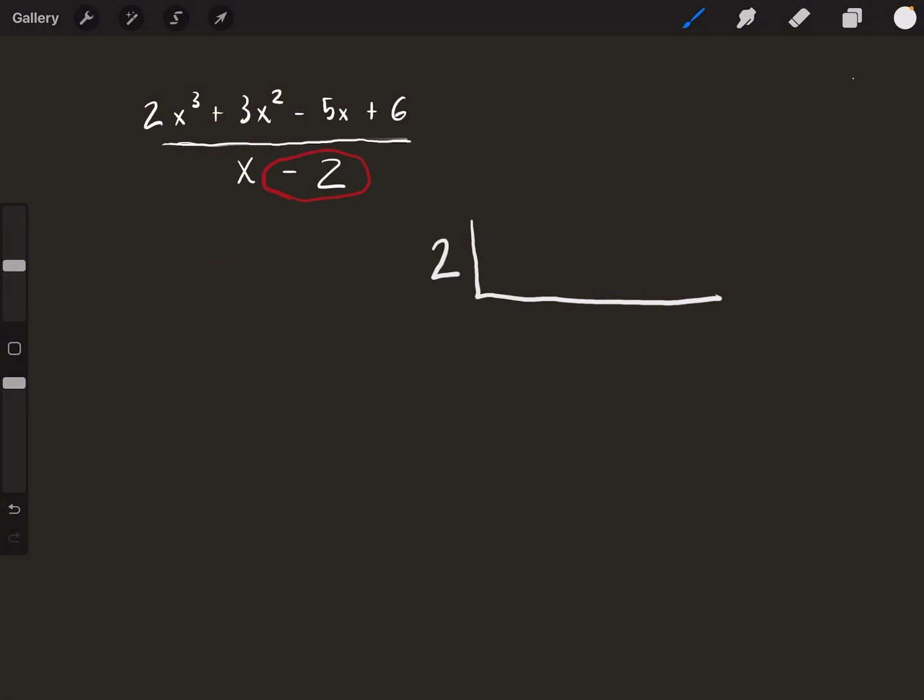Okay, and our next step is to write the leading coefficients of each term in the top of the fraction, in the numerator. So in this case, it will be 2, 3, -5, and 6.